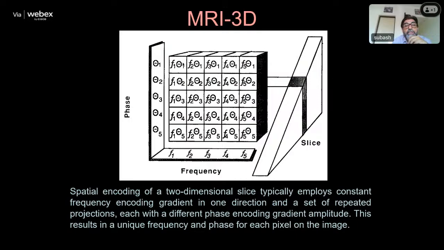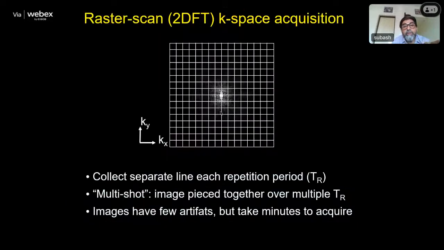So I have distinguished each pixel on this slice by different phase and frequency combinations. So this is how you get K-space data. This is the raw data you get.